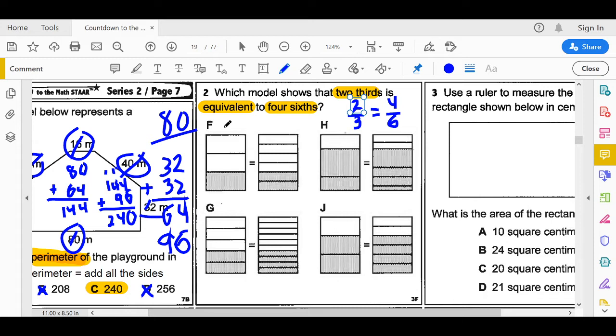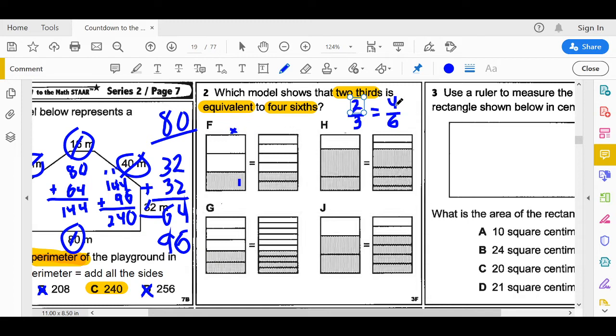Okay, let's start checking the models. Letter F. Is this side 2/3? Are 2 of the 3 shaded? No, only 1 of the 3 is shaded. So this side of this model is not correct. Let's check the other side.